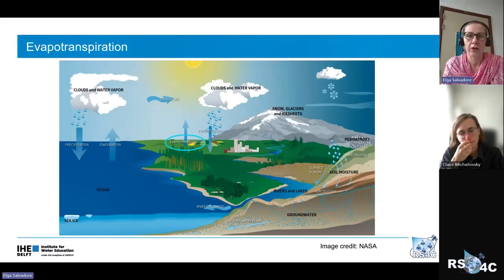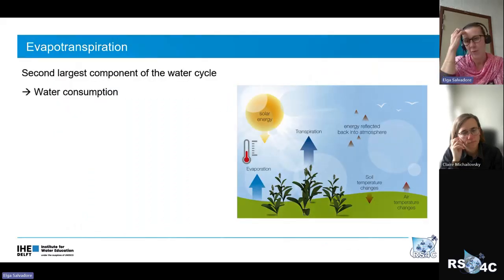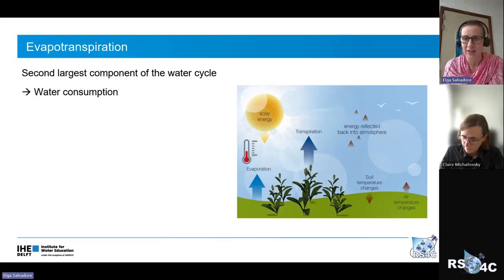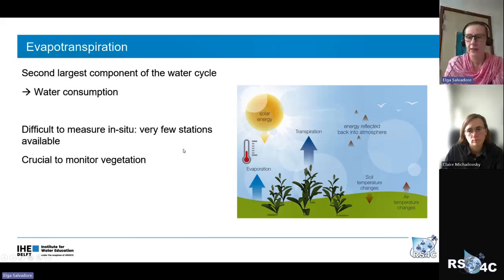Then we have the evapotranspiration, which is the second largest component, and we often refer to it as water consumption. So we're interested in how much of the water that we have on our land and from the rainfall evapotranspires and goes back to the atmosphere. With evapotranspiration, we define the amount of water that is evaporated by surfaces or transpired by plants. And this is quite hard to measure in the field, and there are very few stations. It's also not a direct measurement even in the field, but it's very crucial for monitoring vegetation and monitoring crops. So it's something we really need.